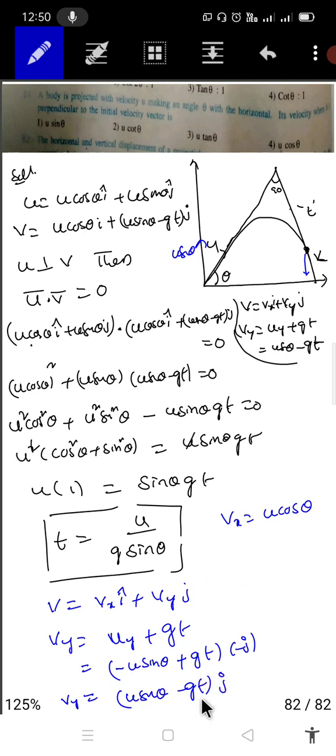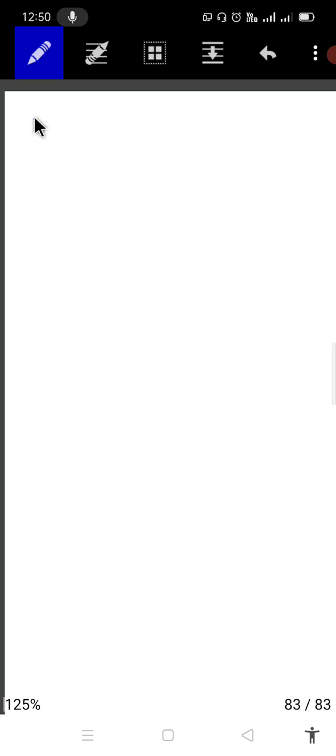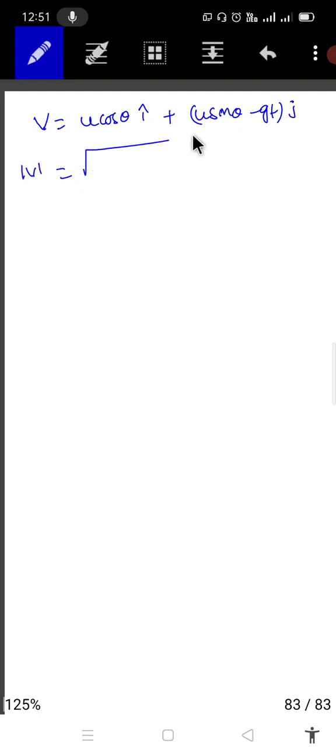So this is vx, this is vy. Now I am going to add these two. So now v is equal to vx, which is nothing but u cos theta i cap, plus vy, which is nothing but u sin theta minus gt into j cap. This is the point. Now I am going to take the magnitude of the velocity. Magnitude is nothing but the square root of x square plus y square. This is x, this is y.